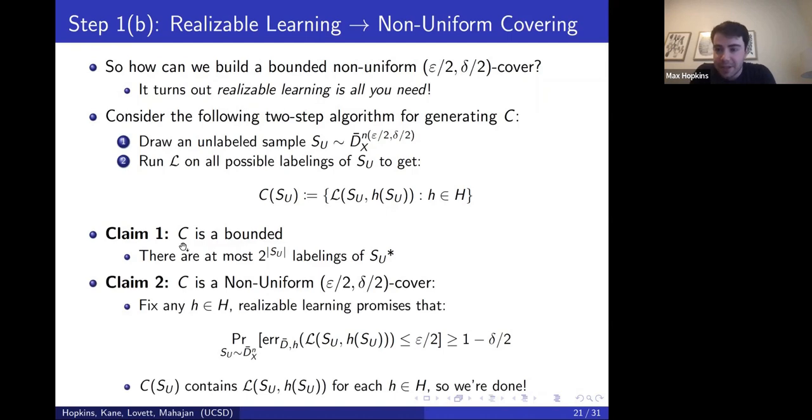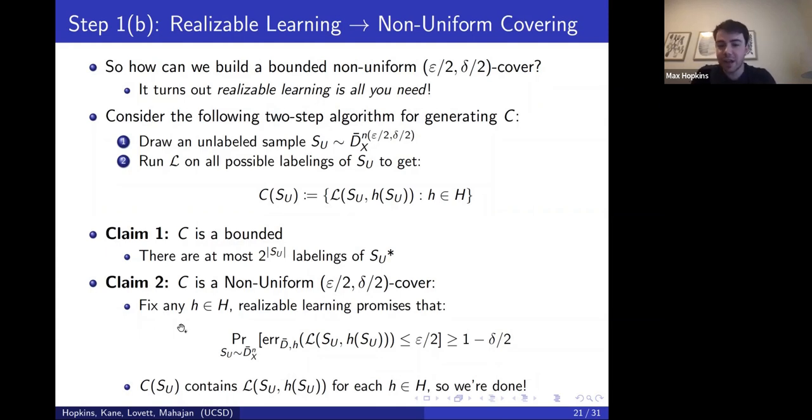Okay, the second claim is maybe the harder of the two. I claim that C is a non-uniform epsilon over 2, delta over 2 cover. And it seems like this might be hard, but in fact, I've fit the entire proof into the rest of this slide. It turns out that this is basically immediate from definition. You might have to stare at it a little bit, but it turns out it's pretty simple once you understand the definitions. So let me try to explain to you why this is true. Let me try to convince you. So first of all, what does realizable learning tell us?